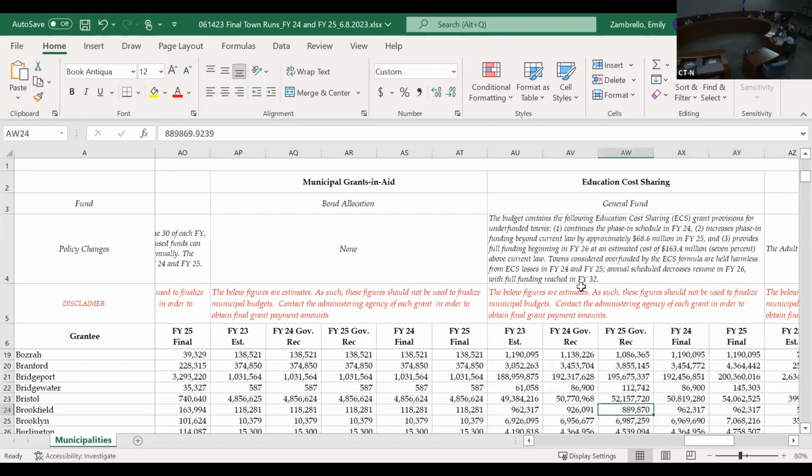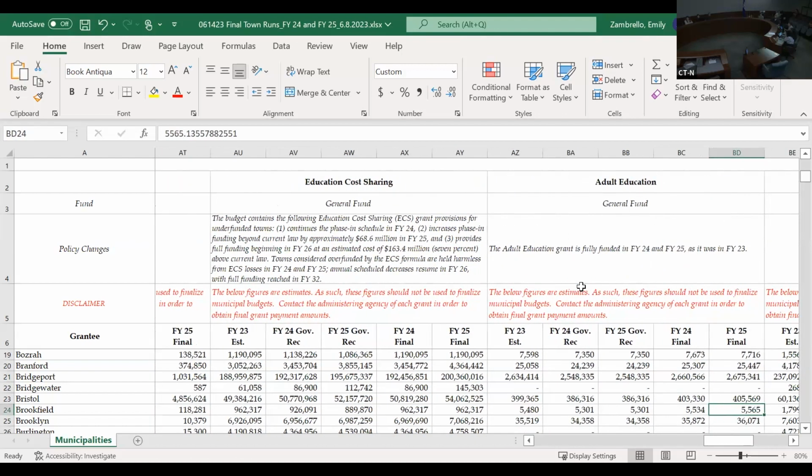Let me see. Oh, and then we have here, Brookfield, that's one of those flat funded towns. So you can see that they were projected to get a decrease because they are overfunded, but we kept it flat for now. They'll start seeing a decrease in our next biennial budget. And then adult education is over here too.